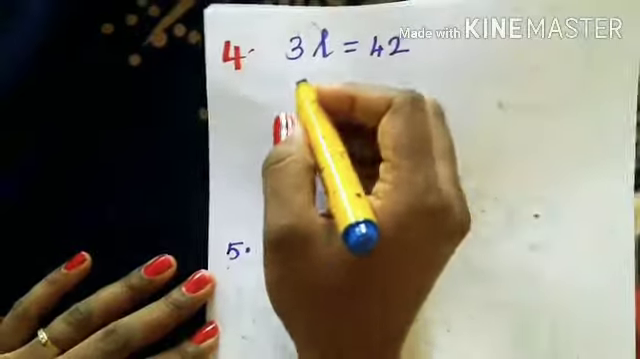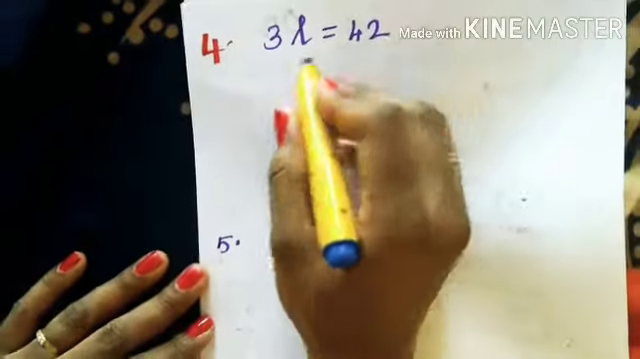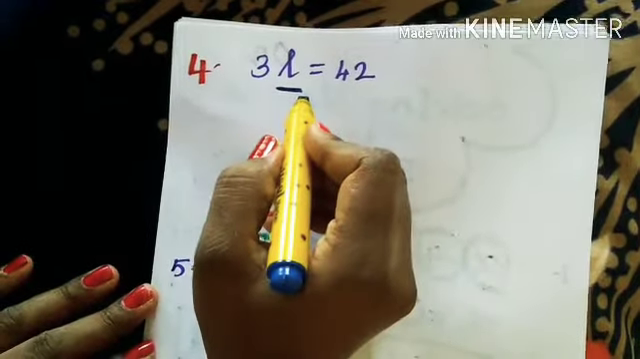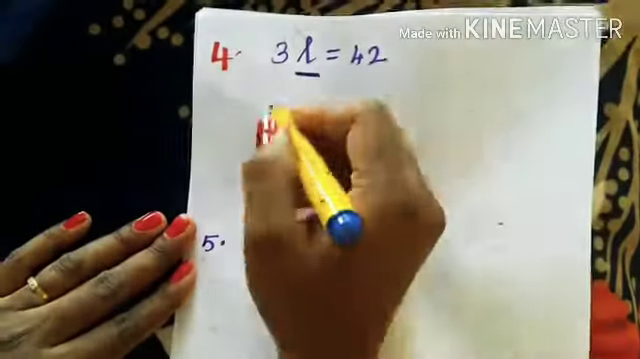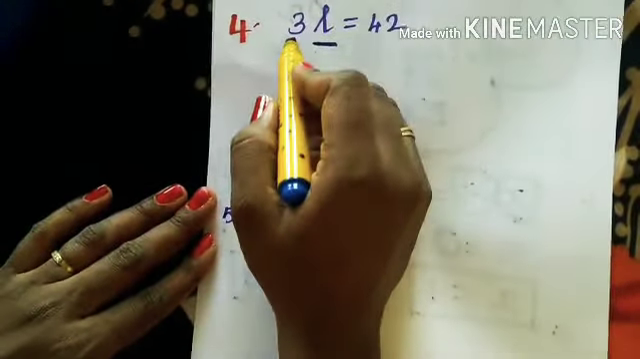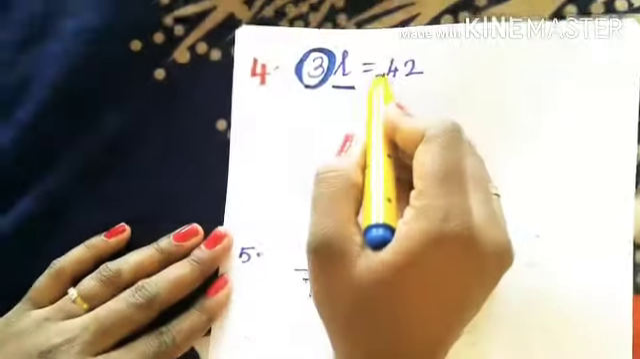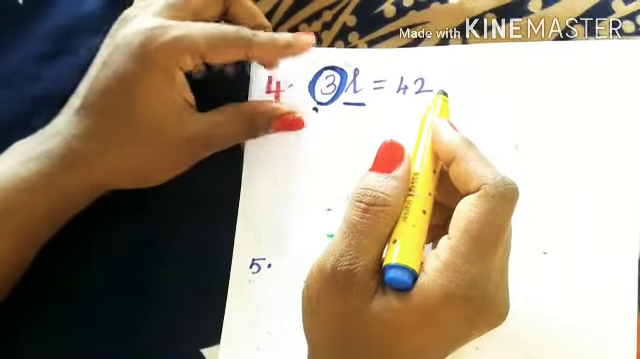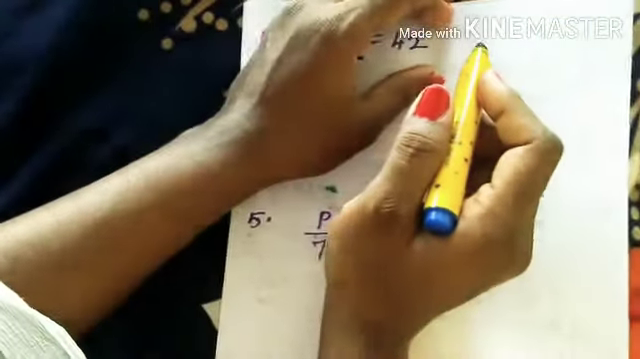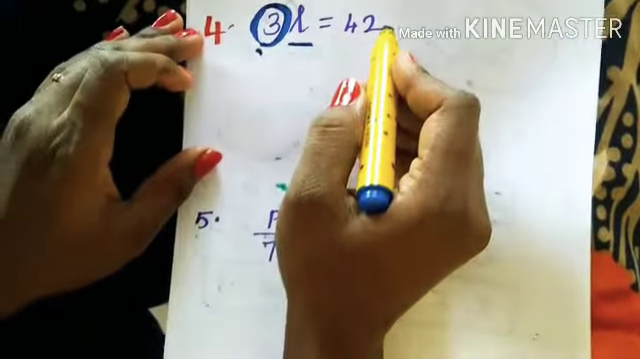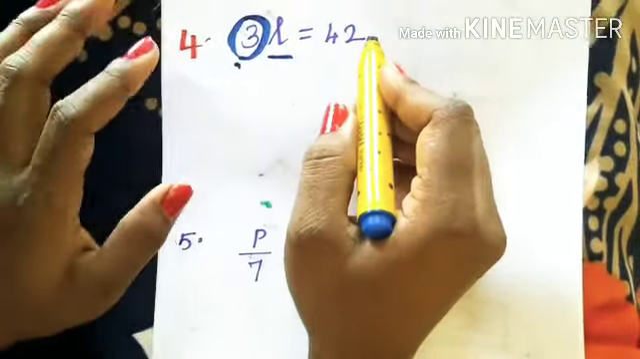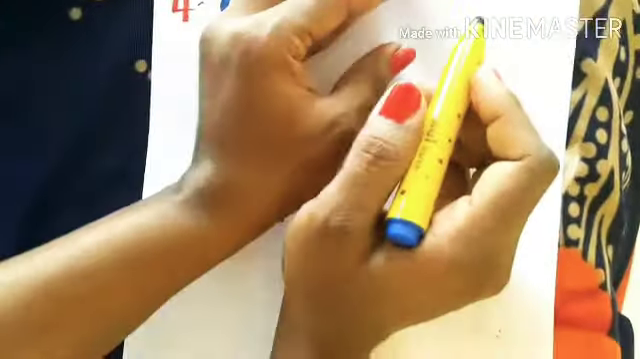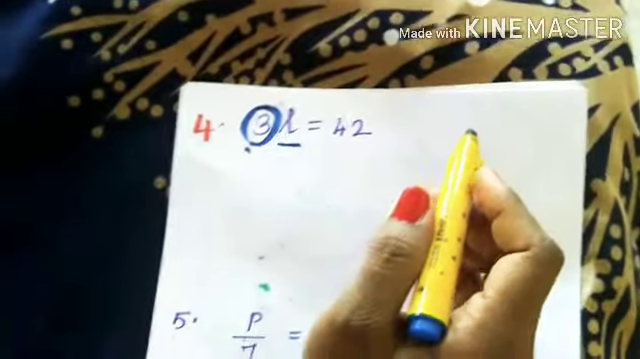Okay children, next problem. 3L is equal to 42. What is the variable here? L is the variable here. So we need to separate this variable. You can see here 3 into L is equal to 42. This side it is multiplication. When it goes to the other side of the equal to sign, the left hand side to the right hand side of the equation, it becomes division.